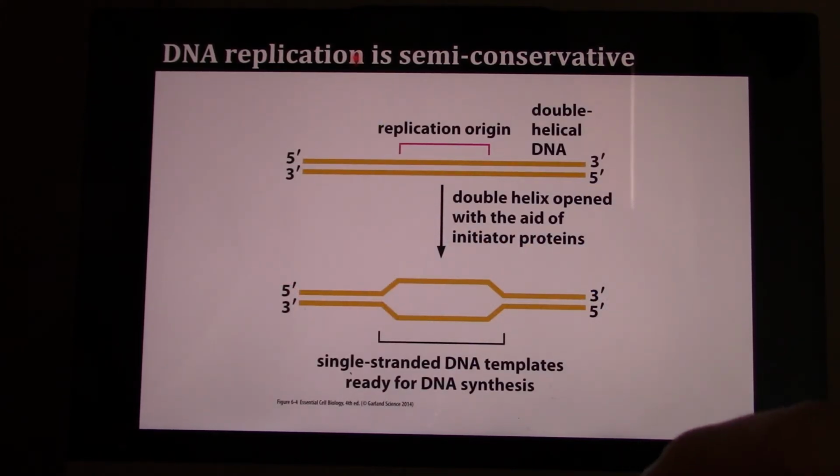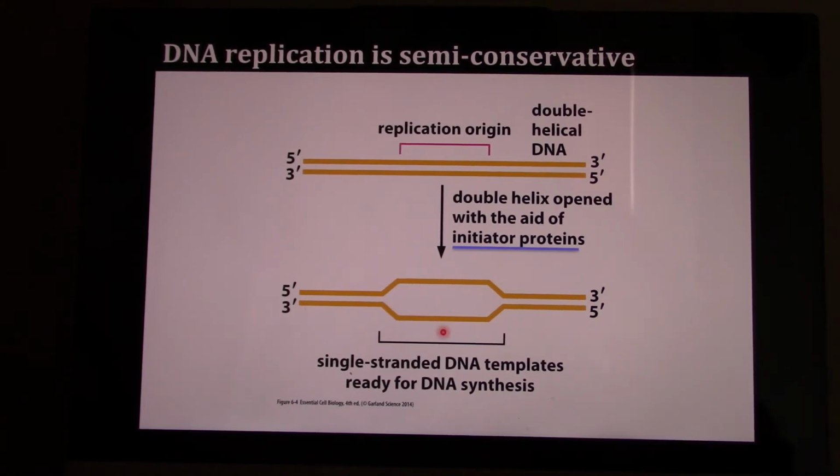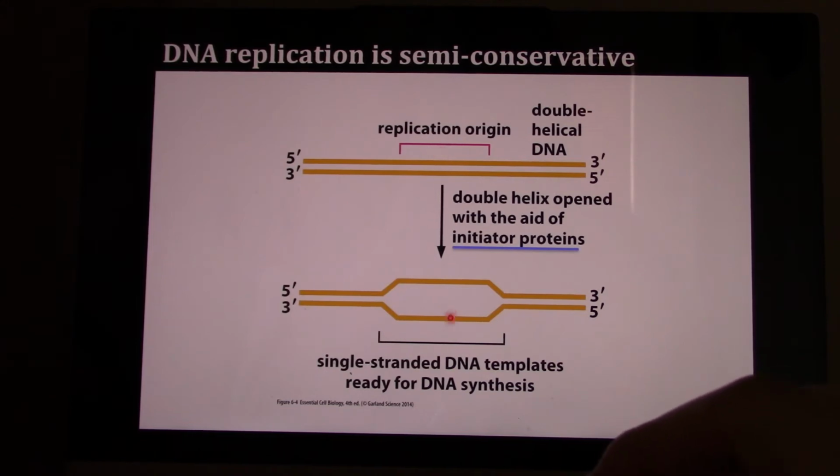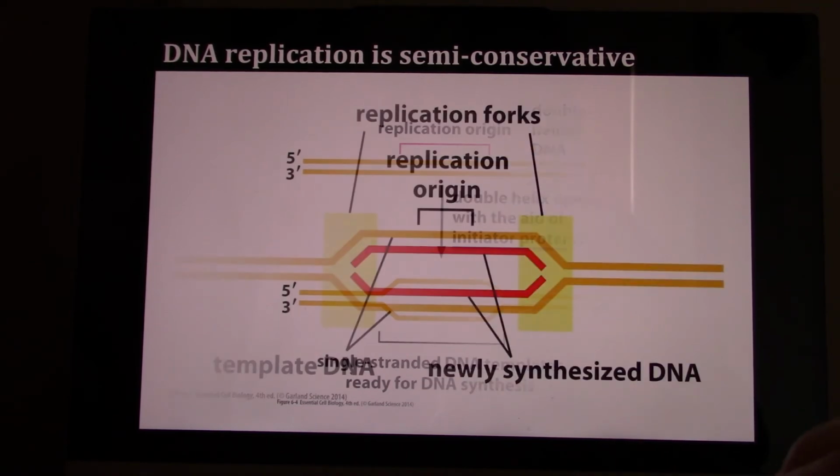DNA replication, semi-conservative. We're going to continue. We have DNA replication starting at what we call a replication origin. The double helical DNA is unwound at this point, and what unwinds it are initiator proteins. Now we're talking about prokaryotic replication in particular. We learned a lot about replication from studying bacteria. So initiator proteins are going to initially unwind the DNA at the replication origin, or origin of replication. We'll have single-stranded DNA templates ready for DNA synthesis.